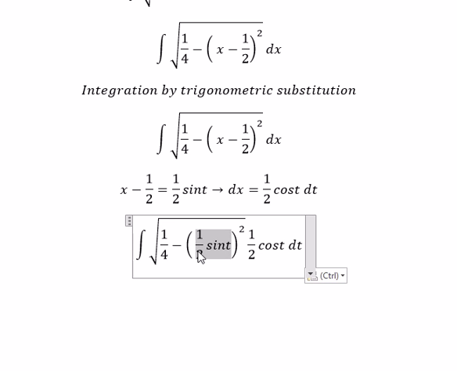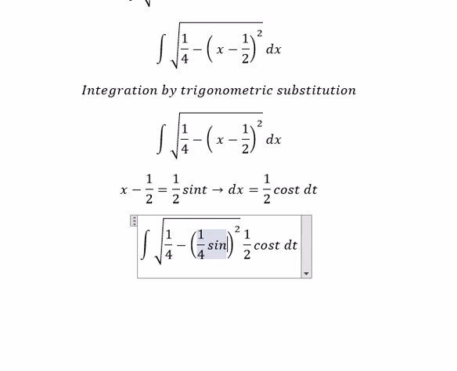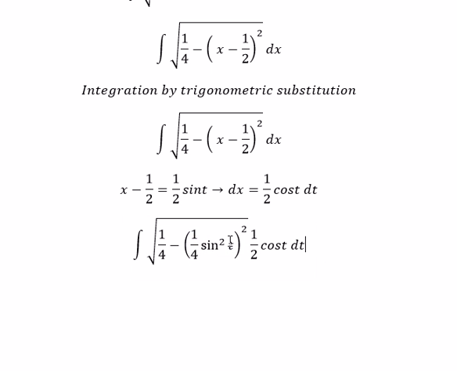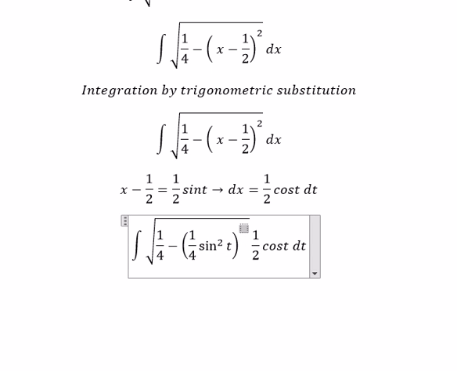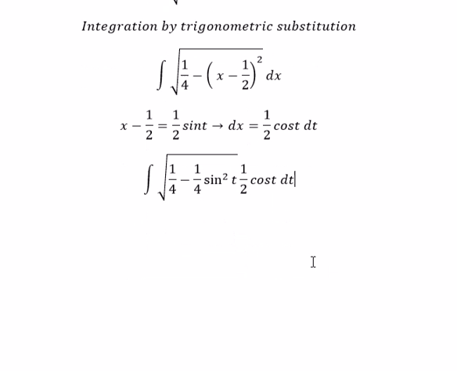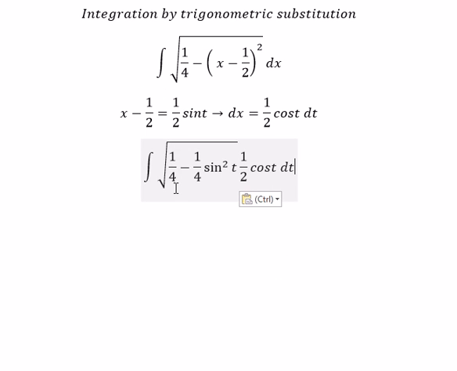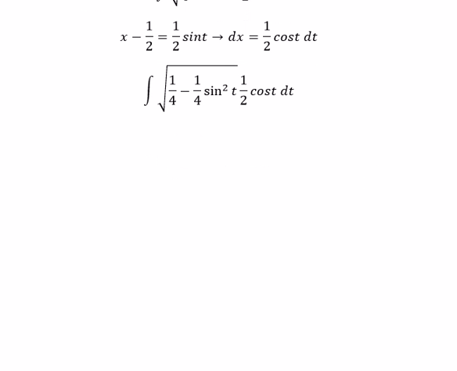So you got about 1 over 4 sine t squared. Next, we put 1 over 4 outside the square root. So you got about 1 over 2. 1 over 2 multiply 1 over 2, you got about 1 over 4.